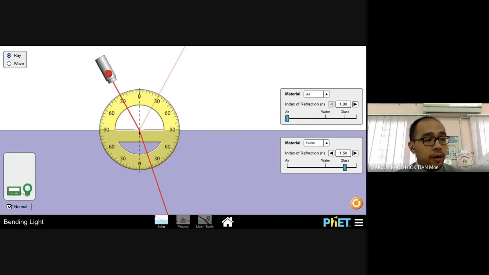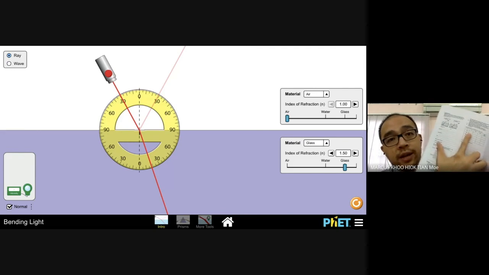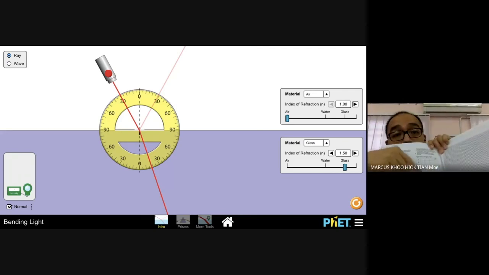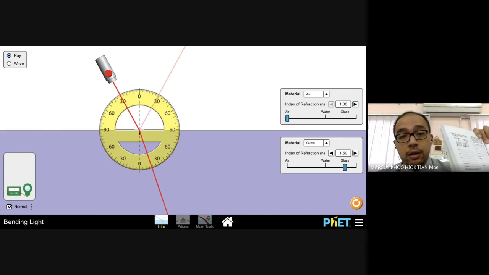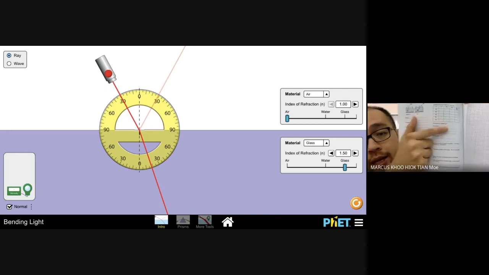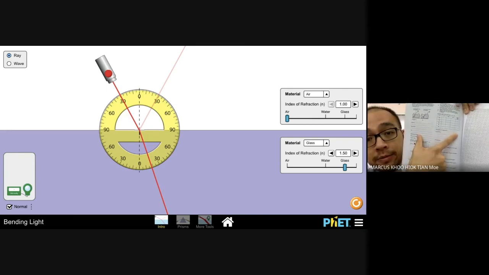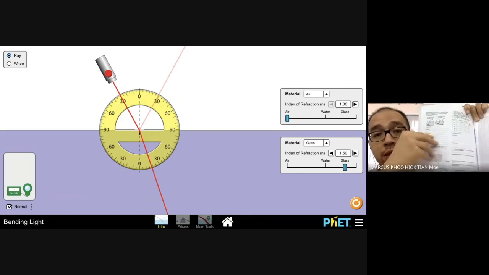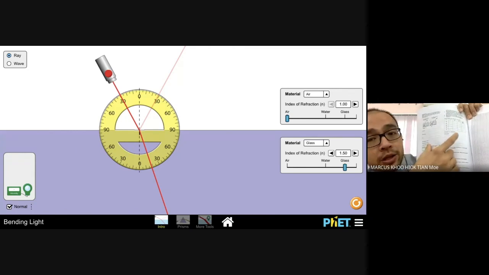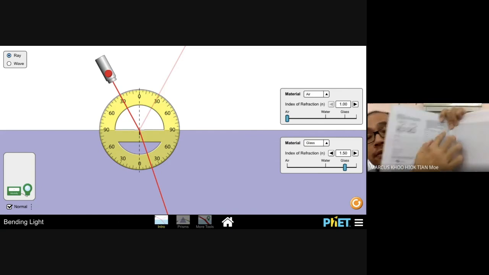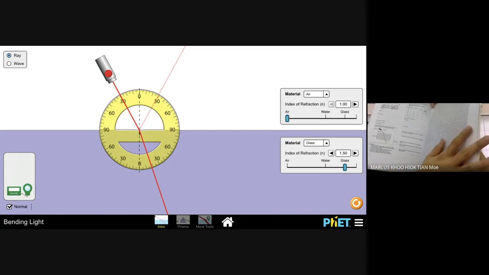So once you have done this experiment, you've gotten the values of R. What I want you to do is complete the table and plot the graph. Do you see the graph that they ask you to plot? Plot the graph of sine I against sine R. The experiment actually is very fast, shouldn't take too long. You just make sure that one is air, one is glass. You do this, complete the table, plot the graph over here.